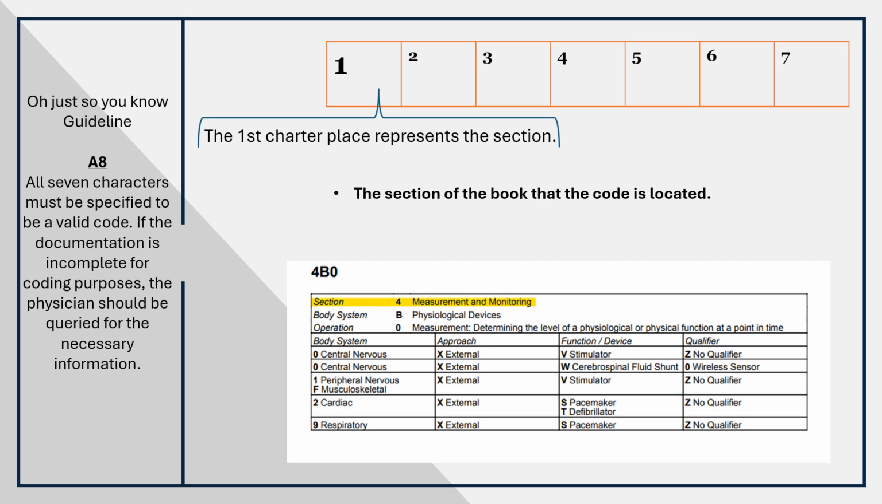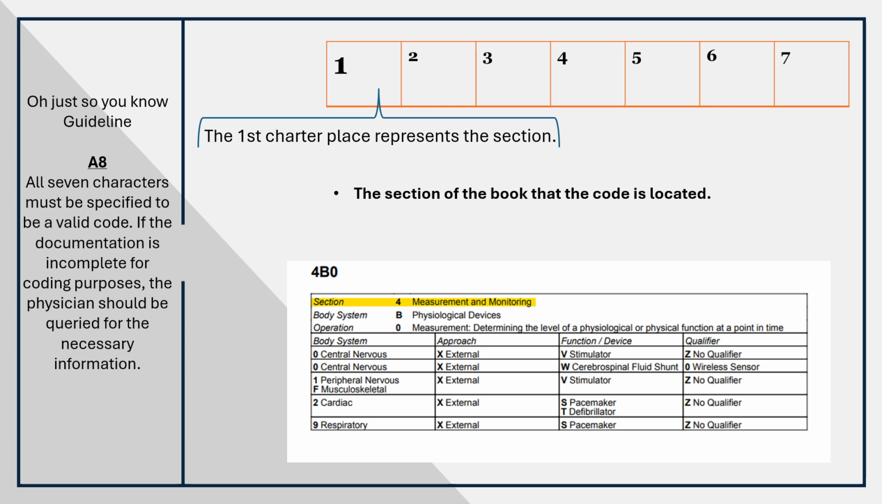The first character value represents the section. This character identifies the general type of procedure. It can refer to a medical or surgical procedure, imaging procedure, or other types of healthcare intervention. For example, the character value 0 stands for medical and surgical. The character value 2 stands for placement.